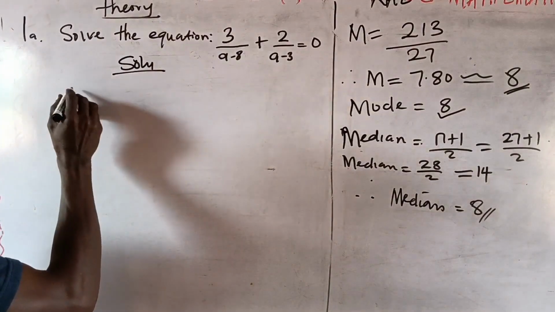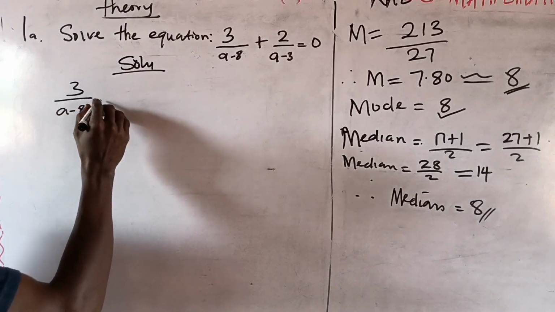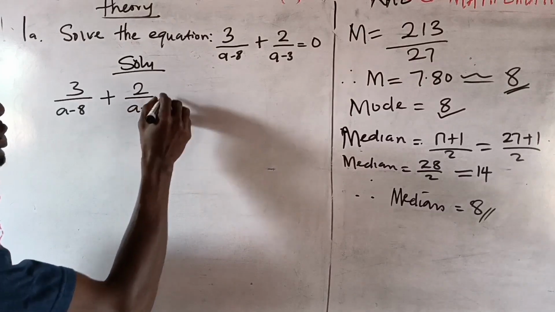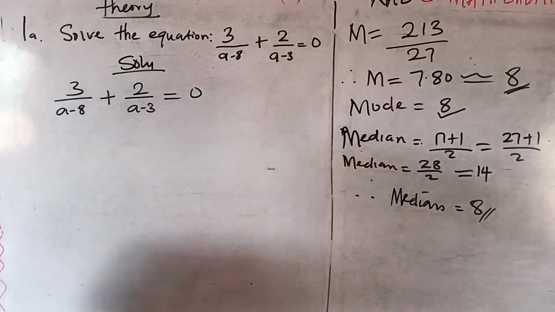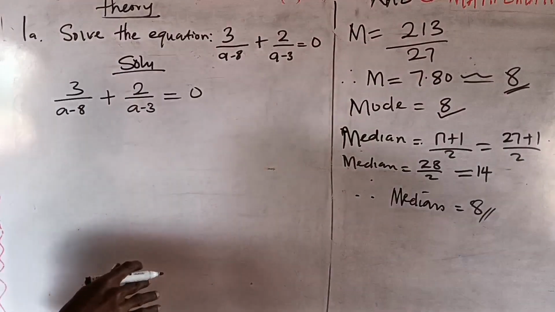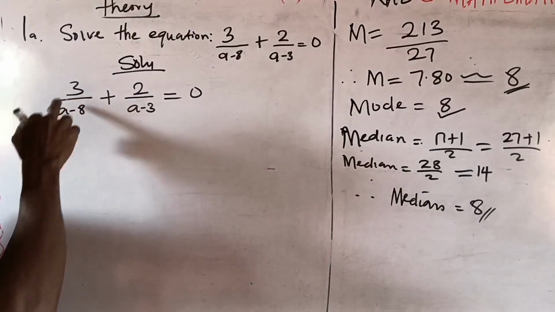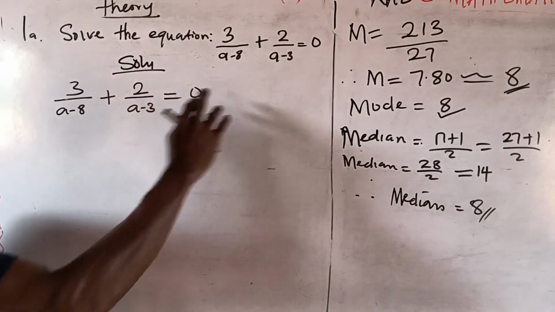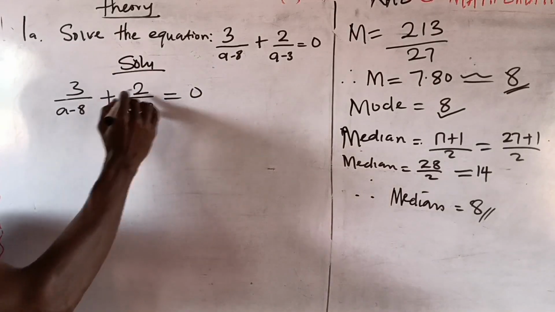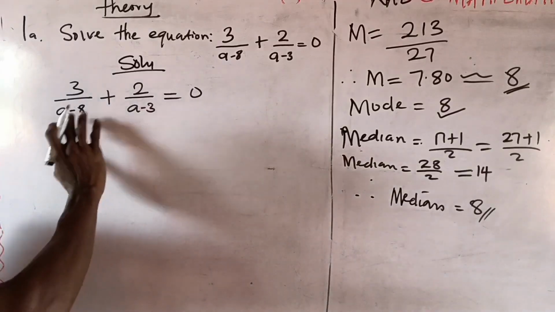Here is the question: 3 over (a minus 8) plus 2 over (a minus 3) equals 0. What do we do here? We are going to eliminate the fraction. To eliminate the fraction, we multiply this one by this, and then the 2 by this, in order to eliminate the fraction.